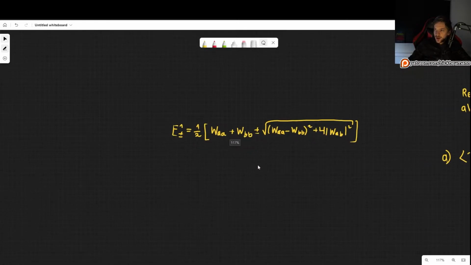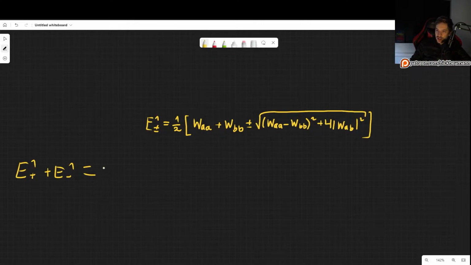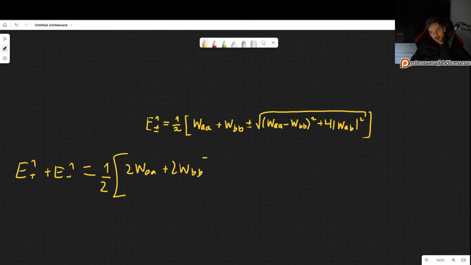Okay, so what is the sum? E plus 1, E minus 1. Well, let's see. First of all, both of them have this 1/2, so we get 1/2 times. We will get twice this and twice this. So 2WAA plus 2WBB. And then we'll have the positive square root plus the negative square root, which cancel out. So we get WAA plus WBB as our result.